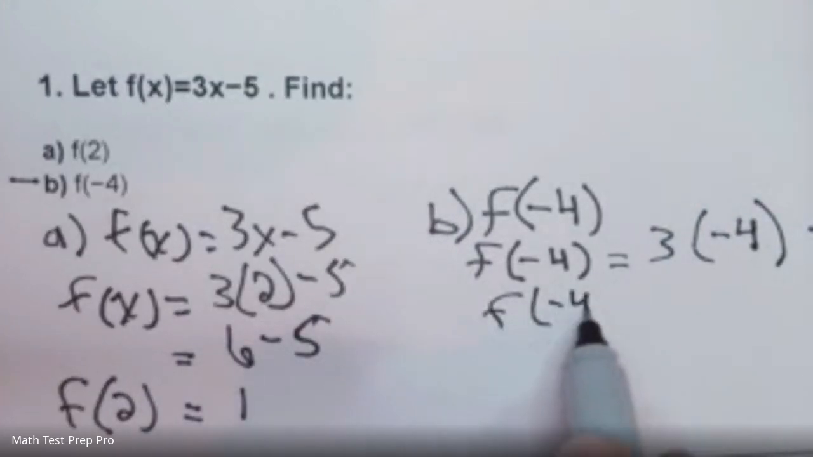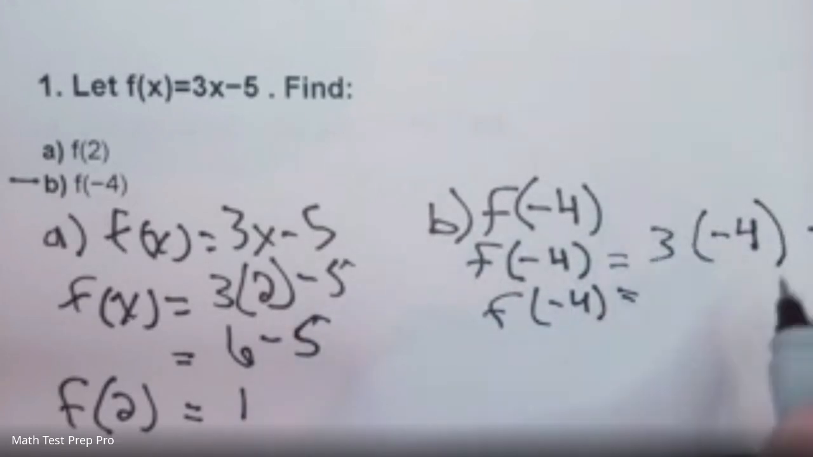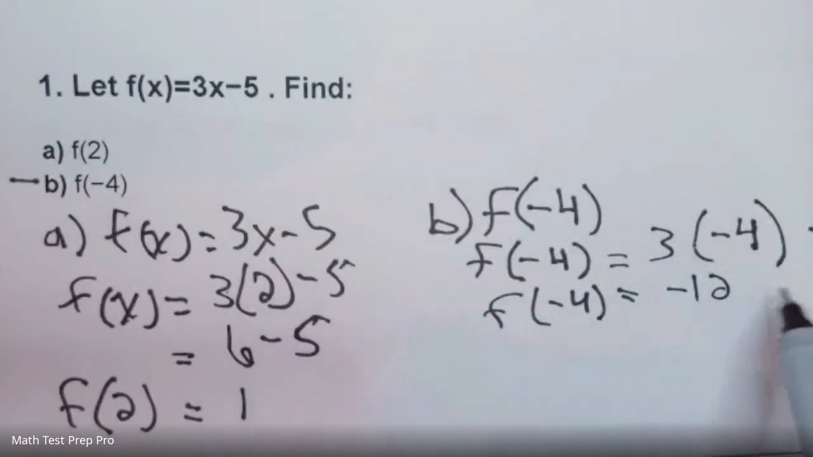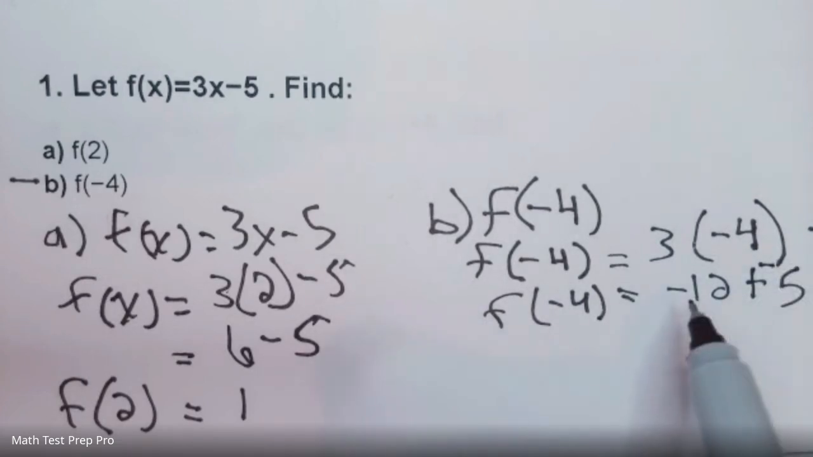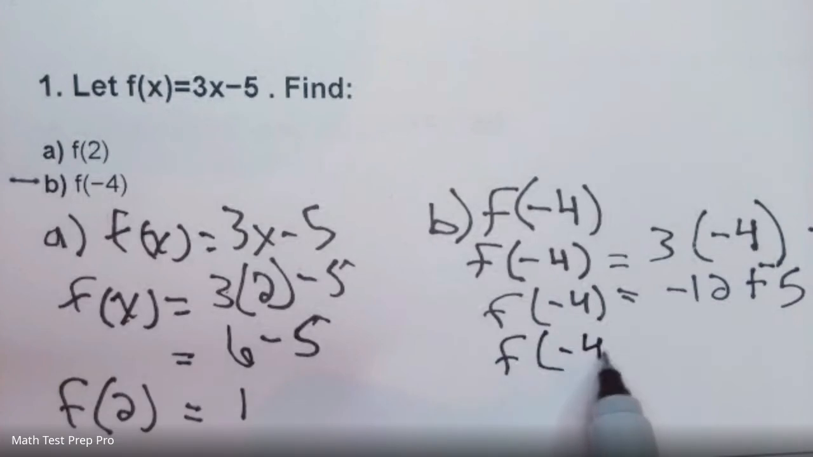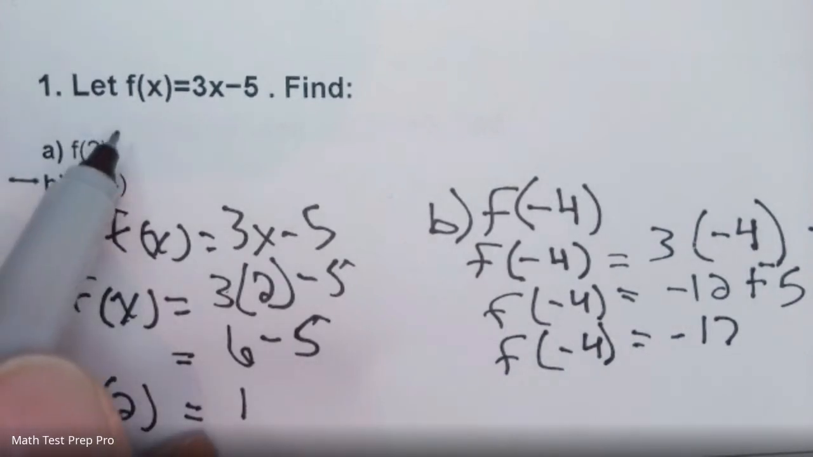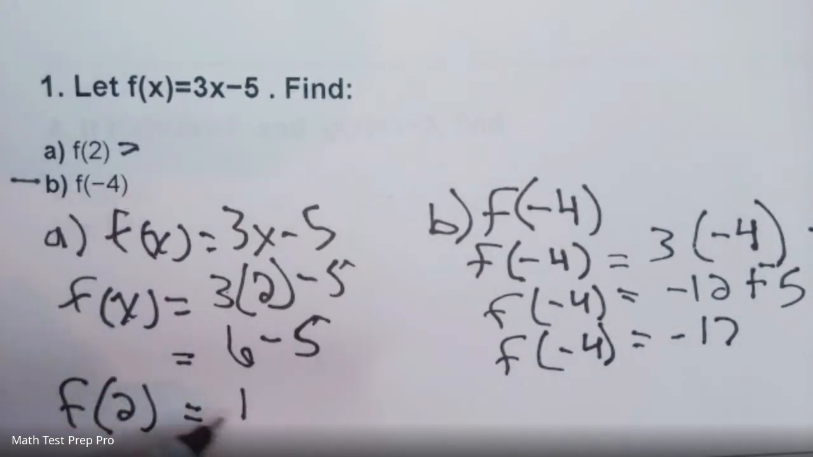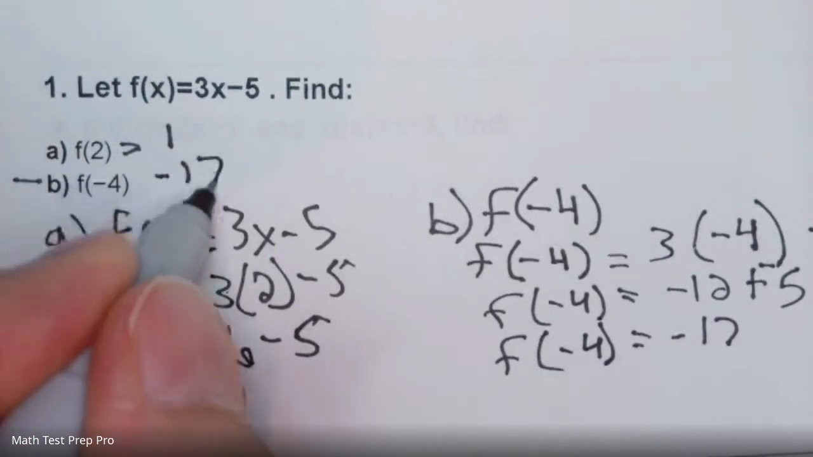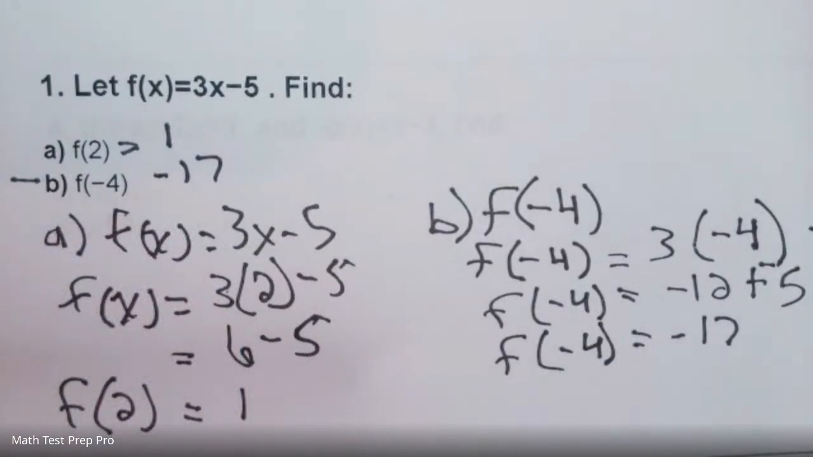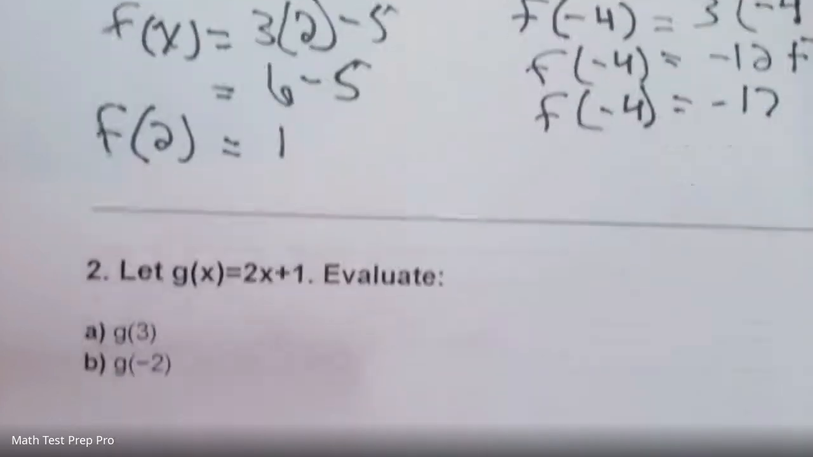So write our notation again. 3 times negative 4 is negative 12 minus 5. So we can do zip method, zip. That's going to be negative 12 plus negative 5. So f of negative 4 equals negative 17. All right, so I'm going to go back up here and put my answers. f of 2 equals 1. f of negative 4 equals negative 17. All right, making sense so far? Okay, let's move on to the next problem.